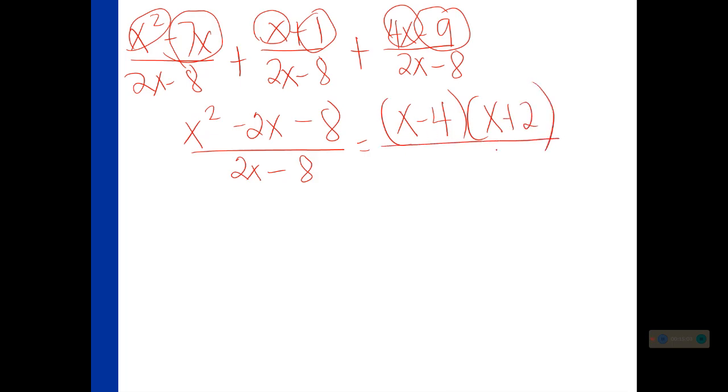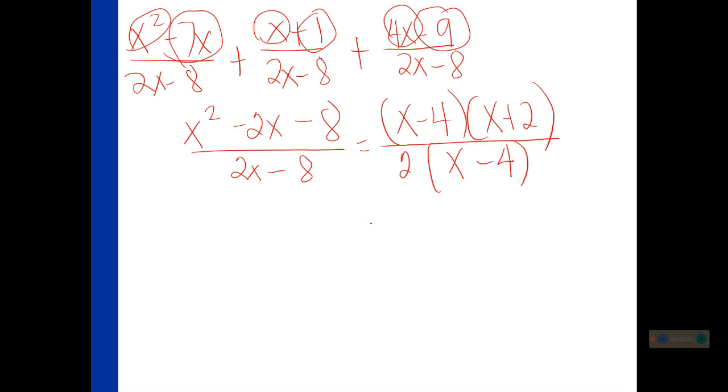And then, take a look also at your denominator. If it is factorable, you are going to factor it out. Yes, it is factorable by using GCF. So, our GCF here is 2. So, 2x divided by 2 is x. And then, negative 8 divided by 2 is negative 4.